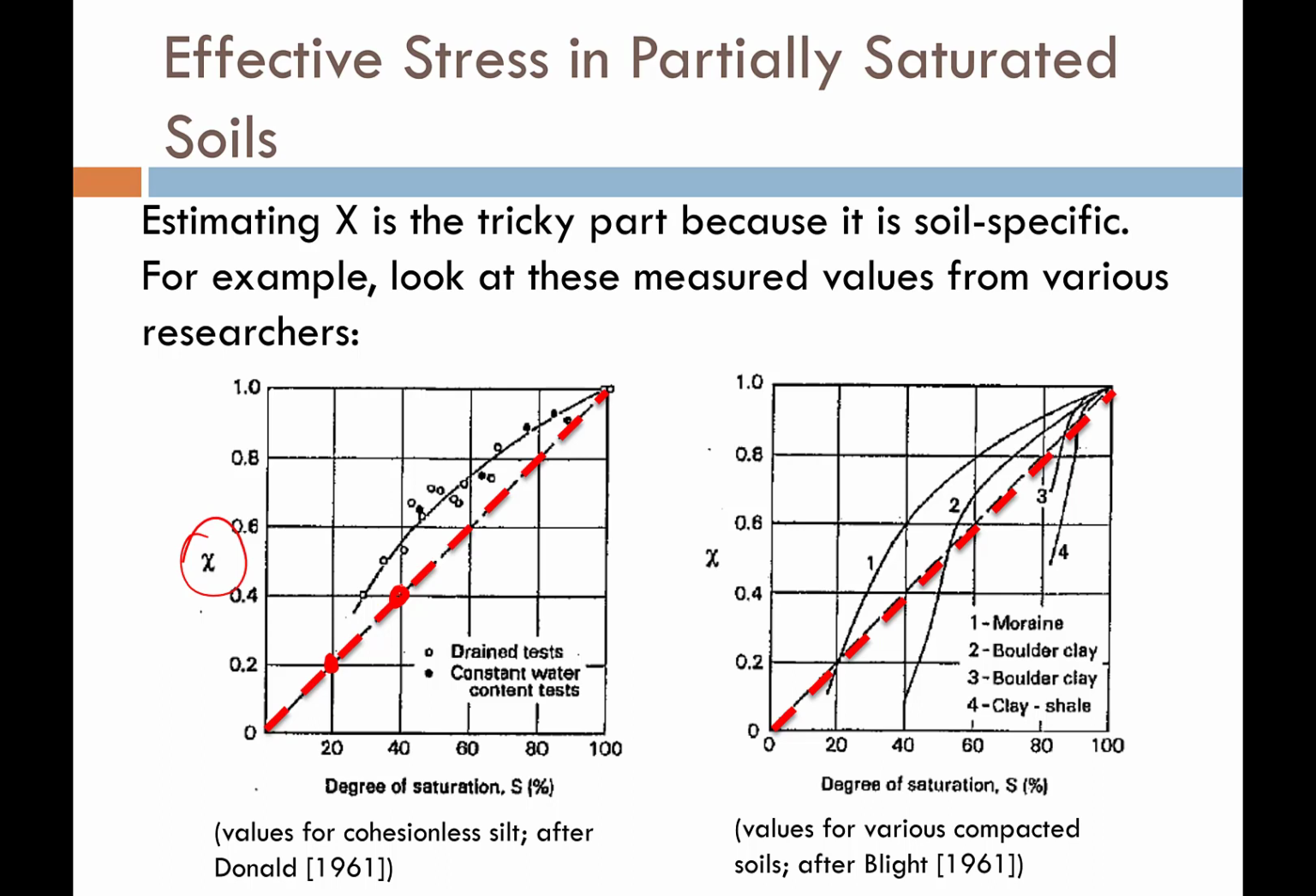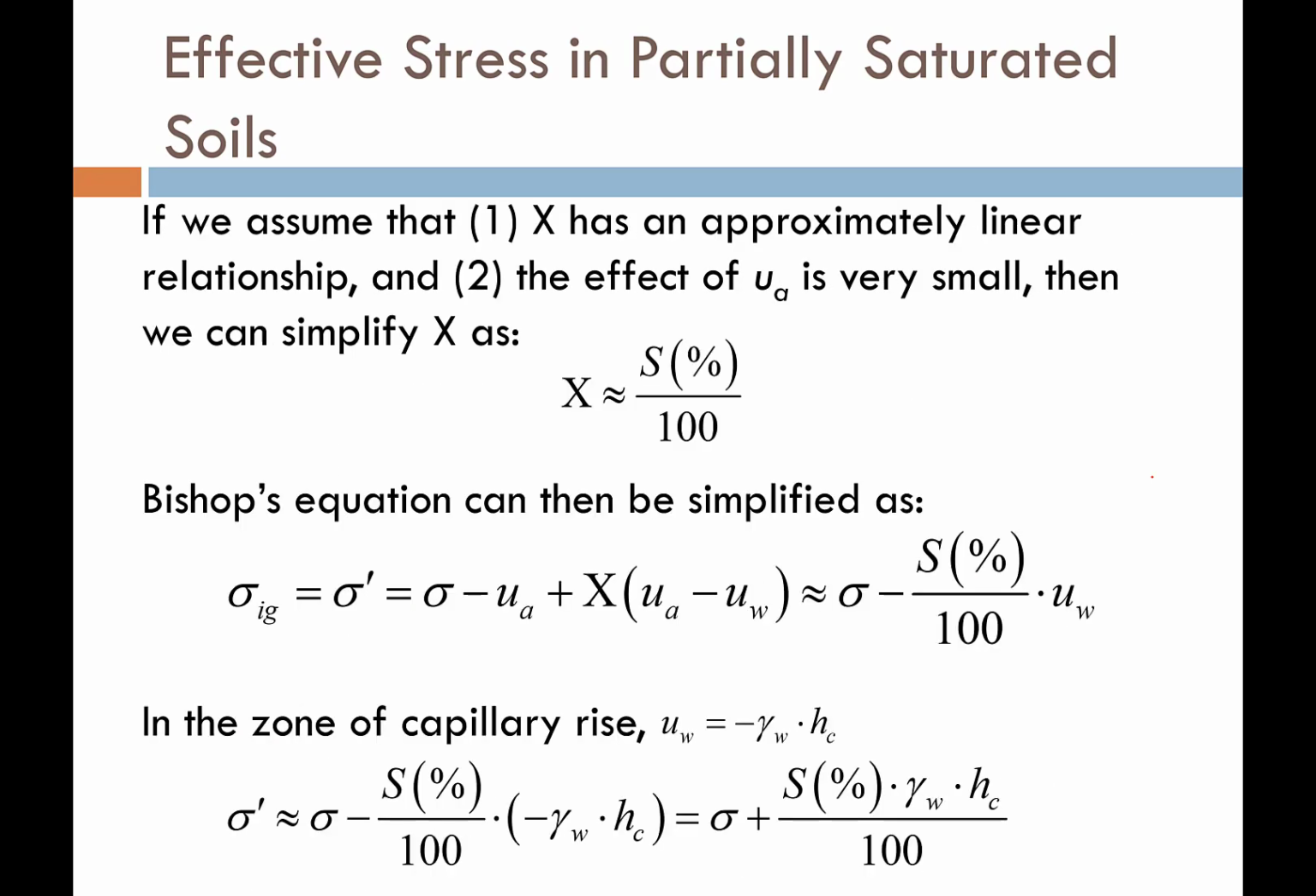And we see that if we assume that type of relationship, it's a pretty good approximation of the general shape of the soils, of all soils. Yeah, sure, individual soils will be above or below that line, but we're pretty close if we just follow that general assumption. So a lot of engineers began to use that simplified equation to estimate X. That X is simply equal to the degree of saturation in decimal form.